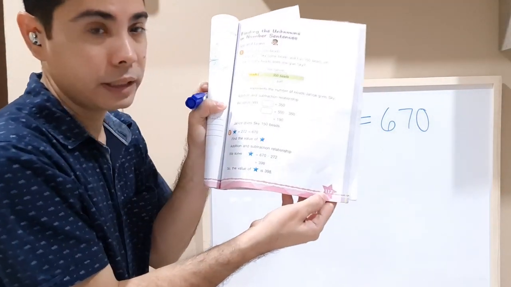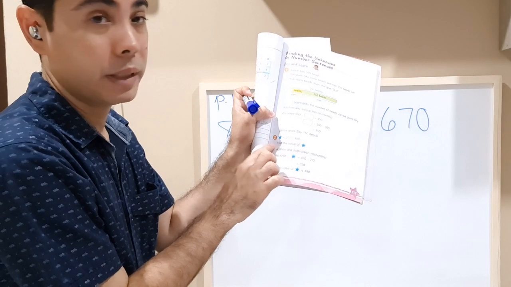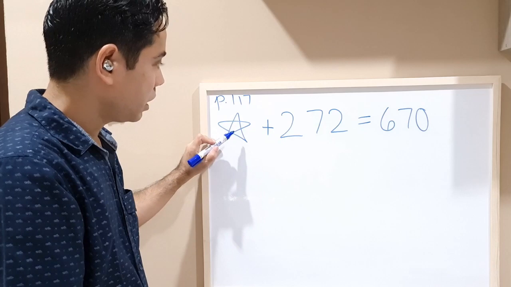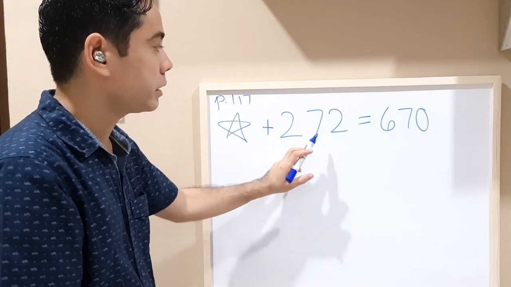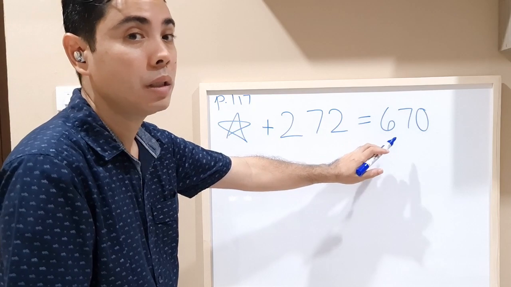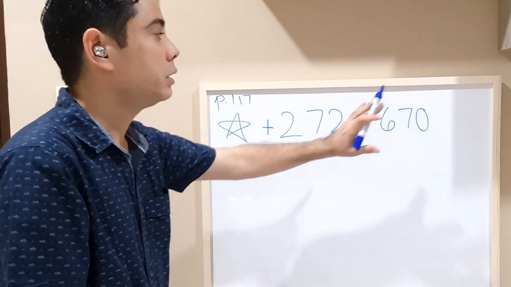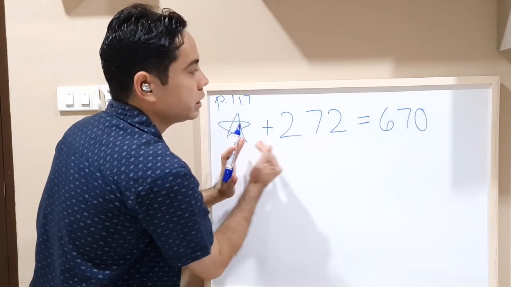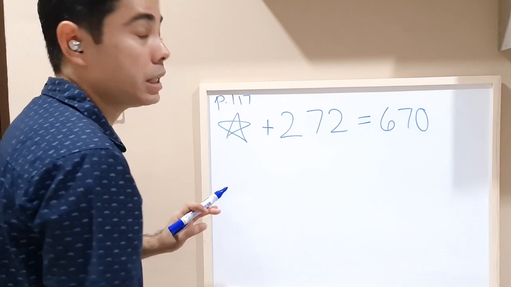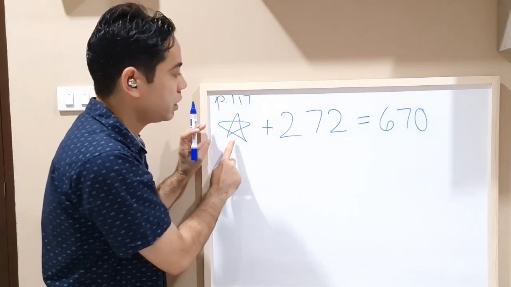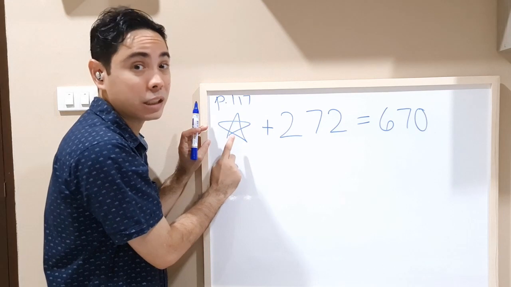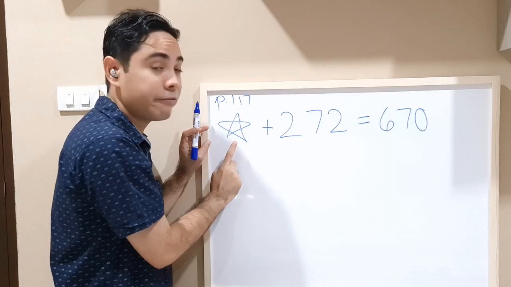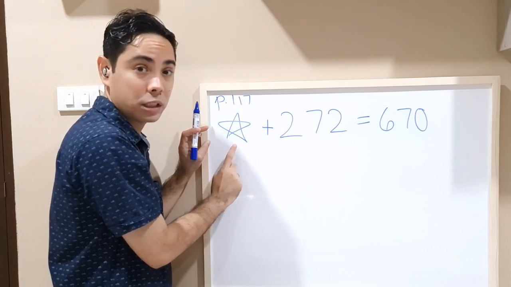Still on page 117, let us do the number 2. It says there, a star plus 272 is equal to 670. So this is the sum of the two numbers. If you add these two numbers, it will be 670. But there is no number, but there is a star. And the star has a number. It has a value. So what is the value of the star?